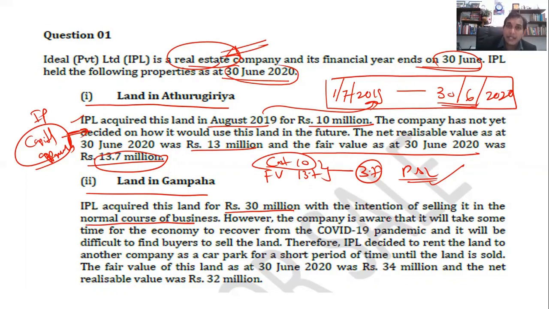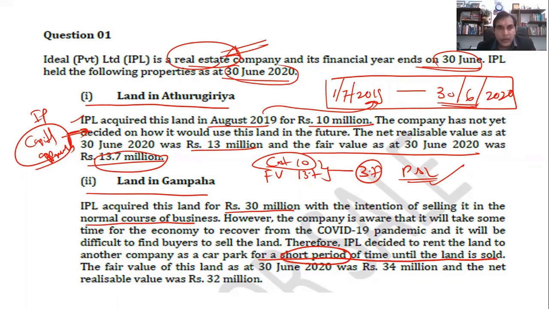However, the company is aware that it will take some time for the economy to recover from the COVID-19 pandemic, and it will be difficult to find buyers to sell the land. Therefore, IPL decided to rent the land to another company as a car park for a short period of time until the land is sold. This is very important. Short period of time, not a long period of time. Right? And ultimately, the entity is going to recover money from sales. Right? Renting is for a very short period of time until a buyer comes.